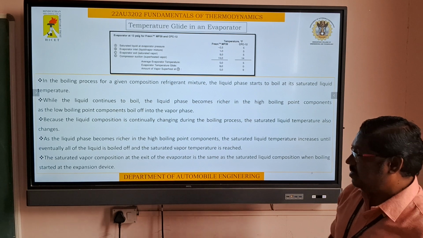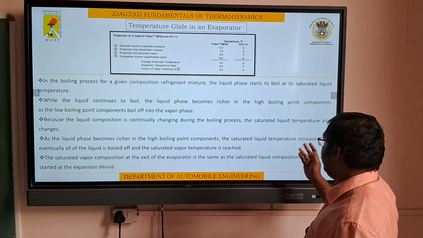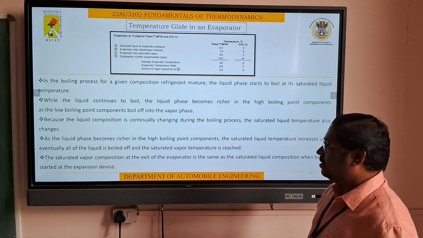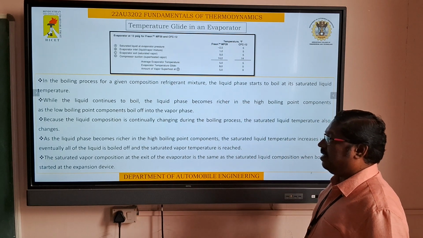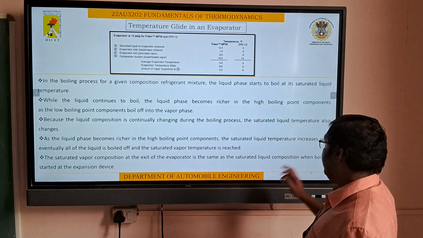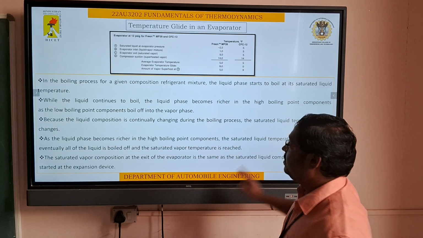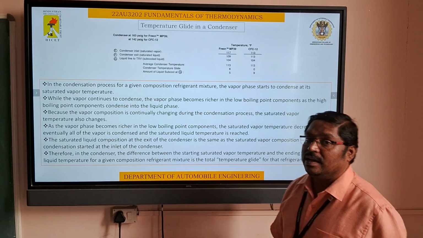So as the liquid phase reaches the high boiling point temperature, the saturated liquid temperature increases until all of the liquid is boiled up and the saturated vapor temperature is reached. So again, the saturated vapor composition at the exit of the evaporator is the same as the saturated liquid composition when boiling started at the expansion device. The same happened in the condenser also.